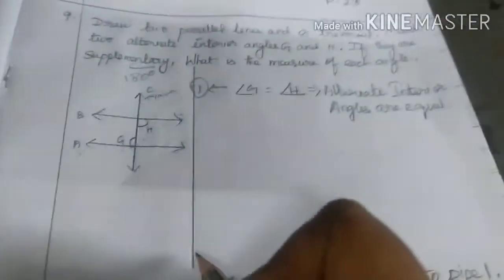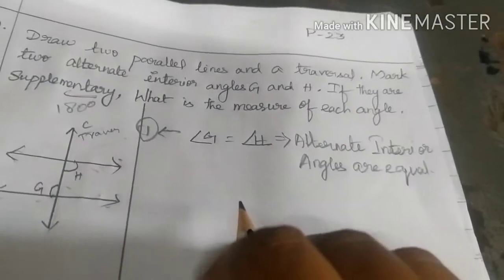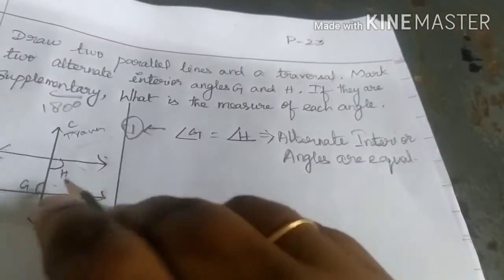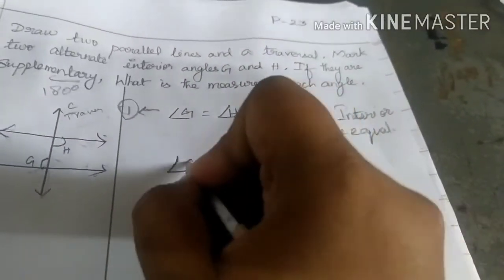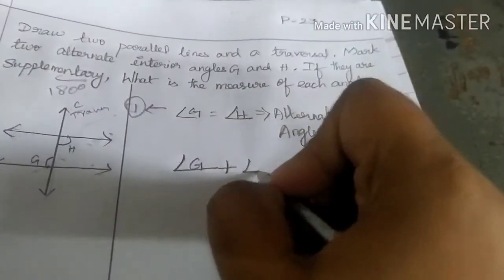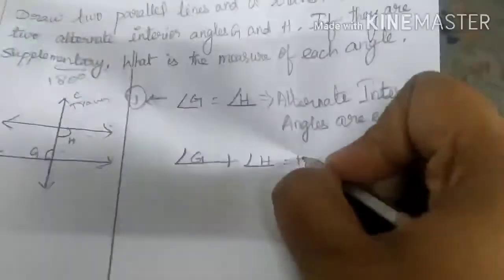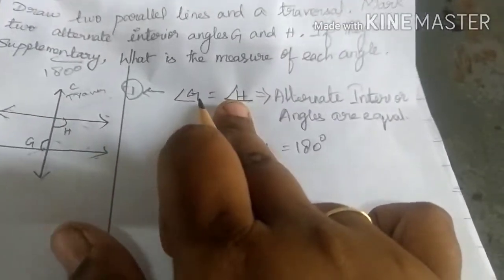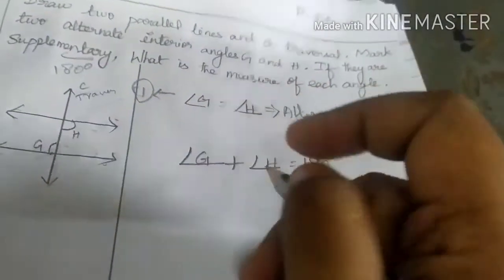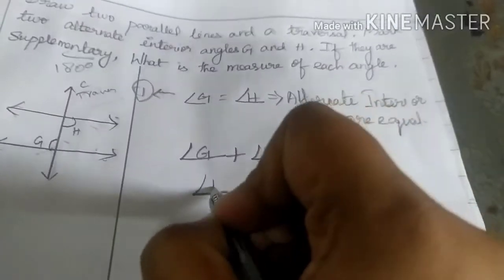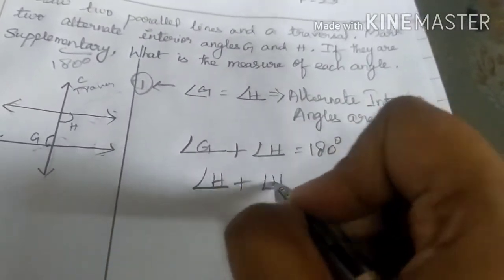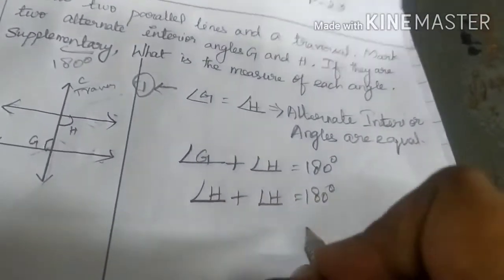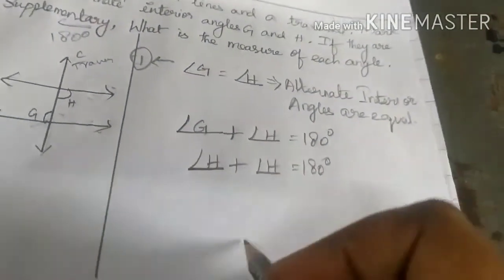Okay, so next children, we have to say if they are supplementary. They are saying G and H are supplementary. So angle G plus angle H equal to 180 degree. Look at this children, angle G is equal to angle H. So G and H are the same. So instead of G, I am going to write H plus angle H equal to 180 degree. Only if I change this to H can I solve this equation. Otherwise I can't do anything with this.